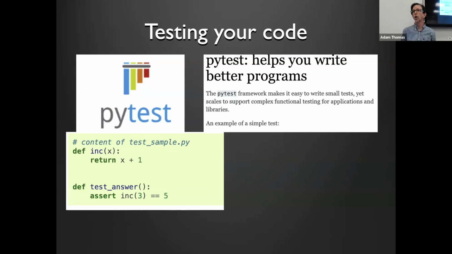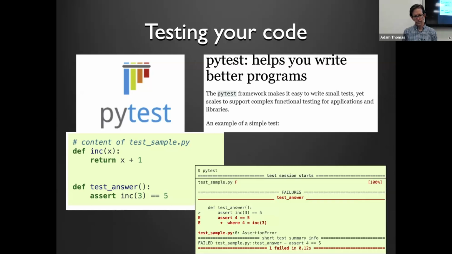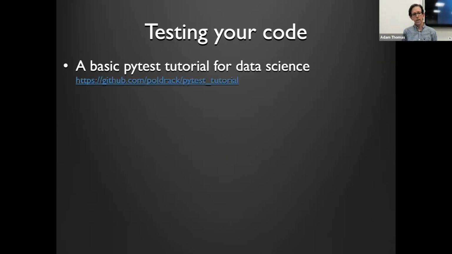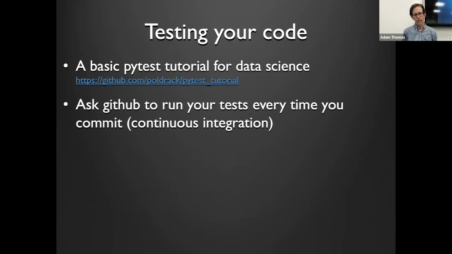For the folks that are just starting their coding journey as NIH trainees, I think this is something that I have to get in early on. Another example of testing. A basic PyTest tutorial is available through Russ Poldrack's website. You can also do something called continuous integration, where you ask GitHub to run the test every time you upload a new version of that code.